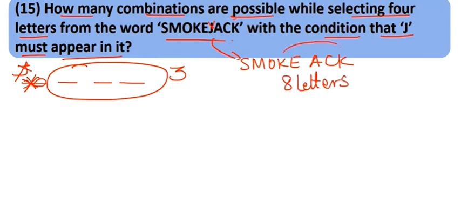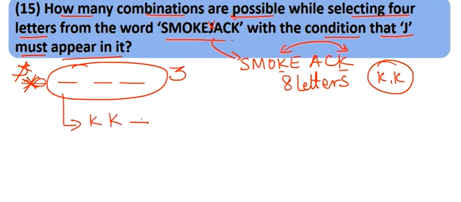Out of that, K is repeated twice. Okay, K comes 2 times, right? Now we have to select 3 letters. There are 3 possibilities that can happen. What can happen is that you can have both the K's and you just need 1 letter over here. You can select 2 K's and you just need 1 letter over here.